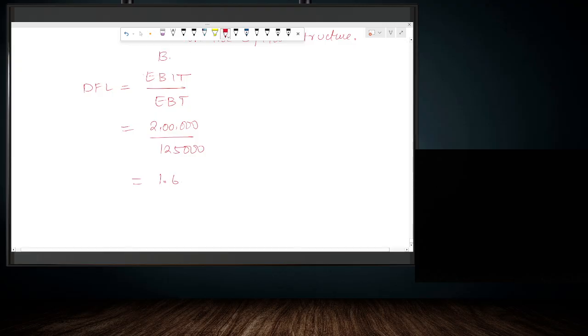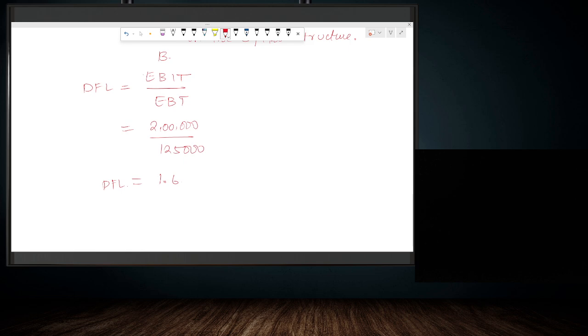Listen, we are getting a DFL of 1.6, right? It means that for every 1% decrease in EBIT, there will be a 1.6% decrease in EPS. Again I am repeating, for every 1% decrease in EBIT, there will be a 1.6% decrease in EPS. In this case, by how many percent is EBIT decreasing? 50%.